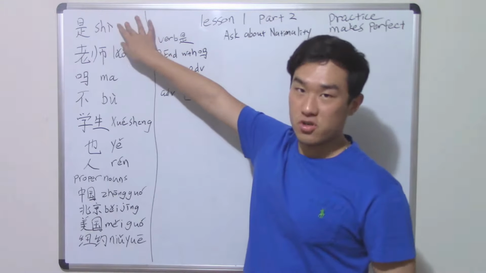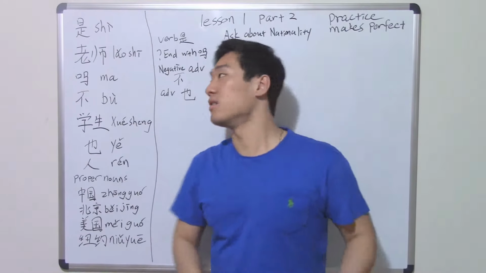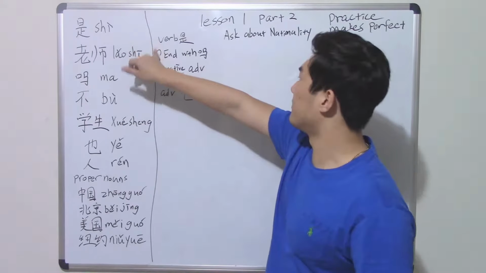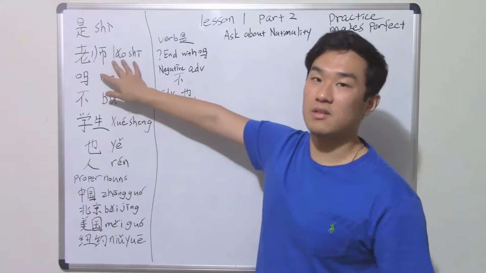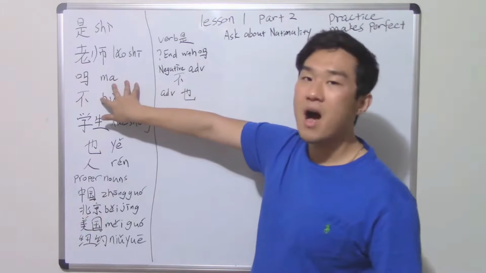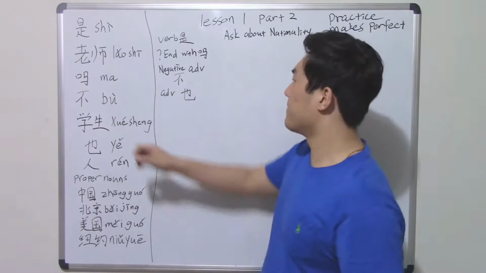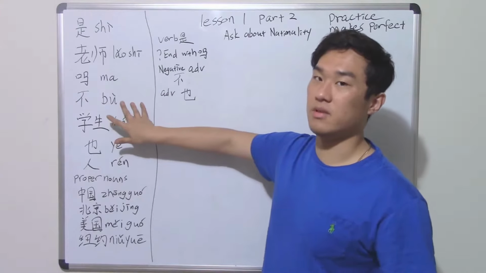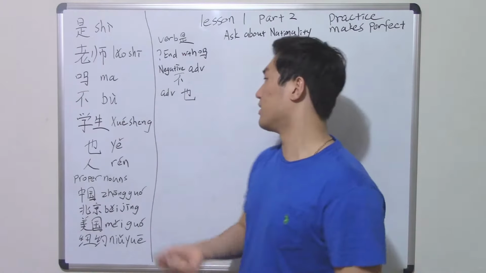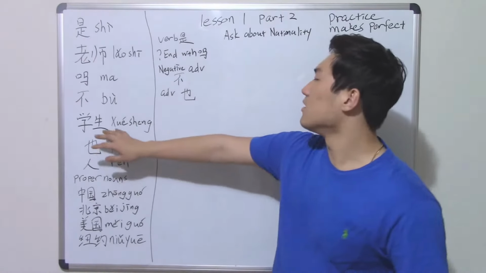First one is 是. Okay, 是 means is, am or are in Chinese. We're going to talk about it more today. And then 老师 means teacher. 吗 is also a question particle. And then next one will be 不, which means no or don't. 不 is a negative word, basically. It means negative phrase.